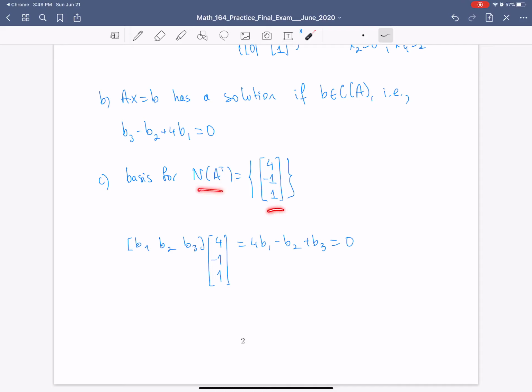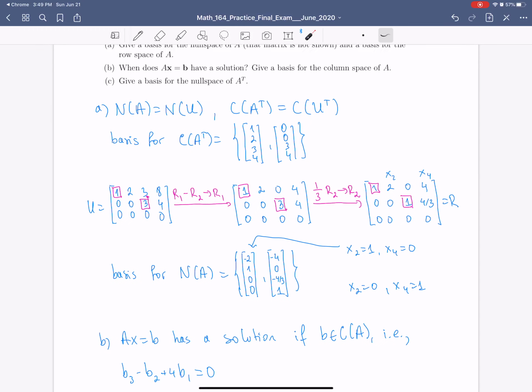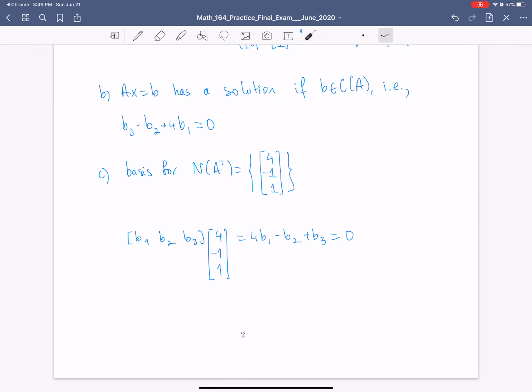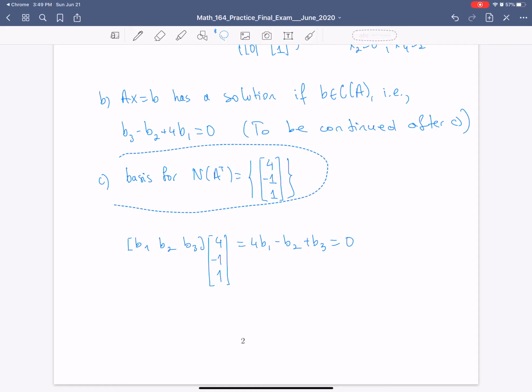So if we're given the left null space, how do we find the column space of A? Because that's what we are asked to do here. We're asked to find a basis for the column space. There's more than one way to do this, but I'll give you the column space by finding the orthogonal complement of the left null space. So this part is to be continued after part C. Okay, so now that we have the left null space, we can find the column space.